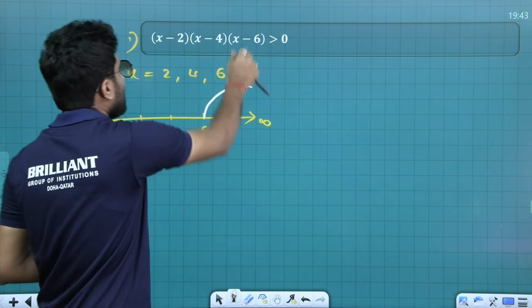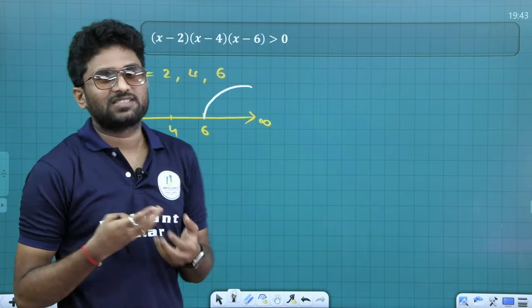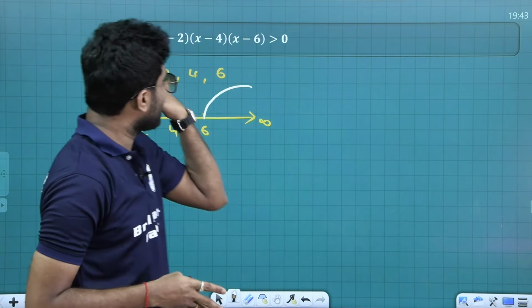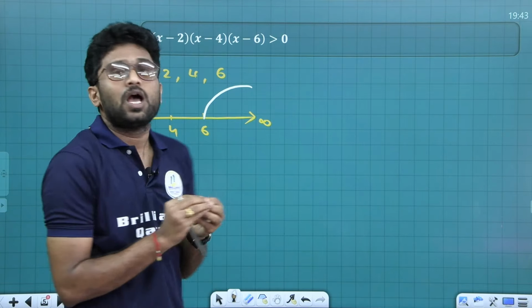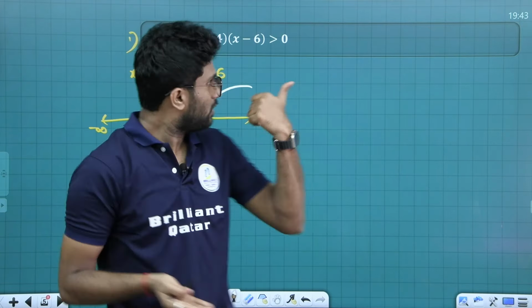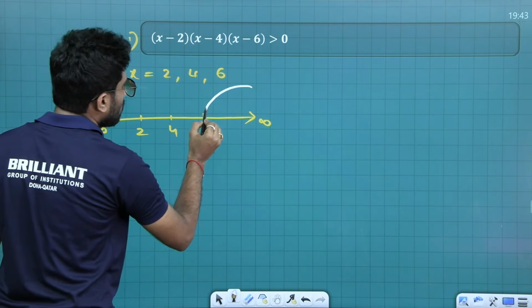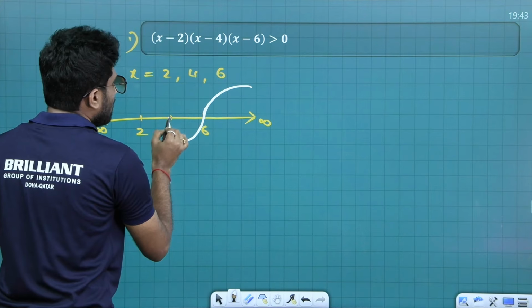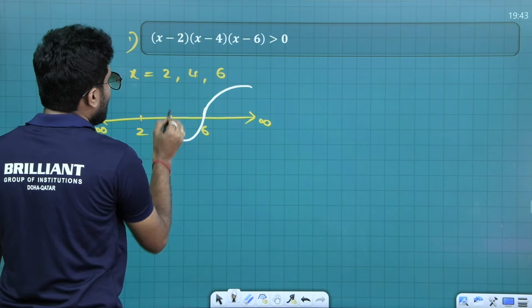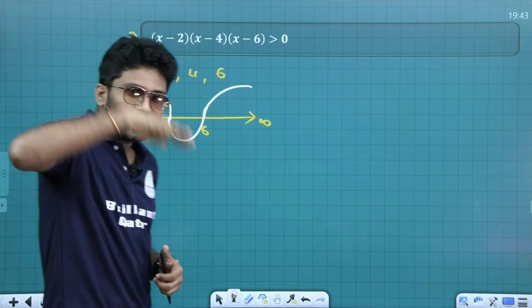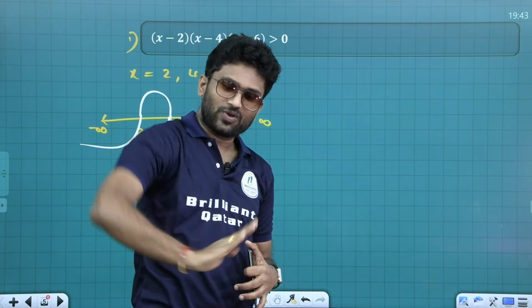Now we look at x minus 6. The factor x minus 6 clearly has an odd power. The power is 1 here, that means an odd power. So we can change the path of this particular curve. Till 4 again, x minus 4 has an odd power, and x minus 2 again has an odd power. That's it. See? Wavy curve. That is the reason why we said wavy.